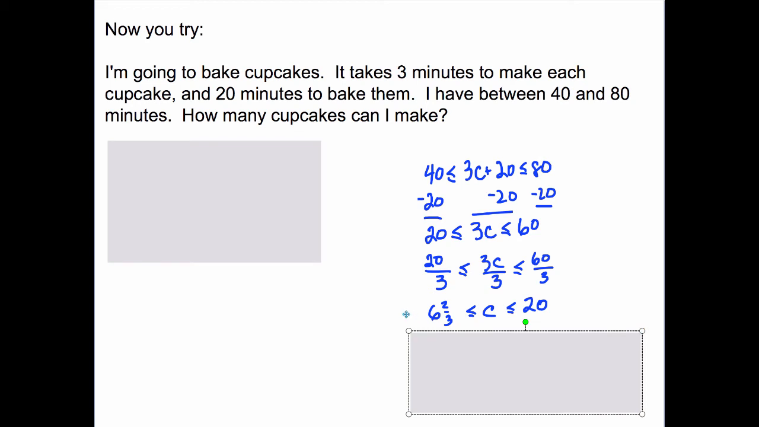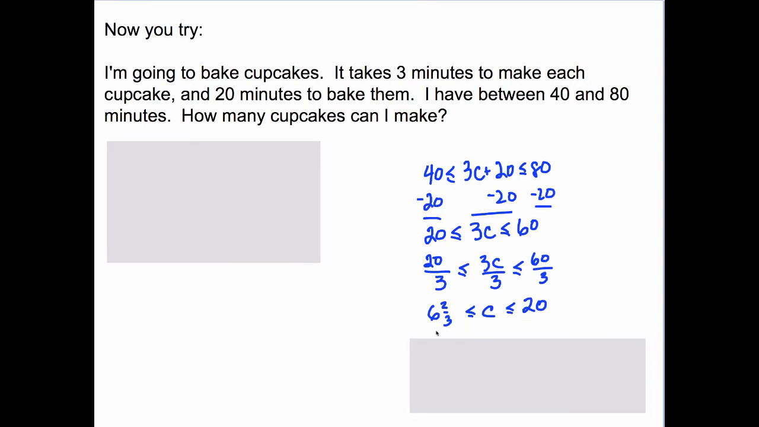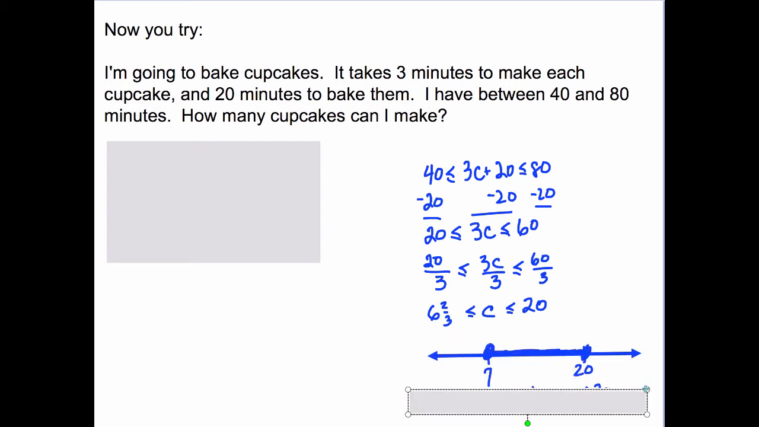Now, because this is a fractional amount, we have to think about whether this should be 6 or 7. Because this result came out as 6 2/3, we have to think about whether 6 or 7 is really the correct answer. If we made 6 cupcakes, we would be spending less than 40 minutes. So really, in our answer, we should round to 7. And so we would represent the answer this way: c is greater than or equal to 7, and c is less than or equal to 20. And we would write this inequality in our final answer.